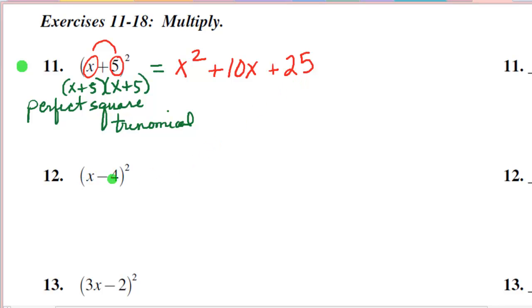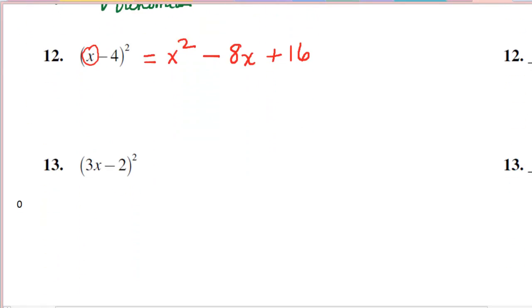Okay, let's try this with number 12, because the only difference between 11 and 12 is the sign. You see that? That's only going to affect the middle term of our trinomial. So again, you're going to square the first term, x squared. Now, x times negative 4 is negative 4x, right? And we have to double that for the middle term. So negative 8x for the middle term. And negative 4 squared is a positive 16 for the last term.